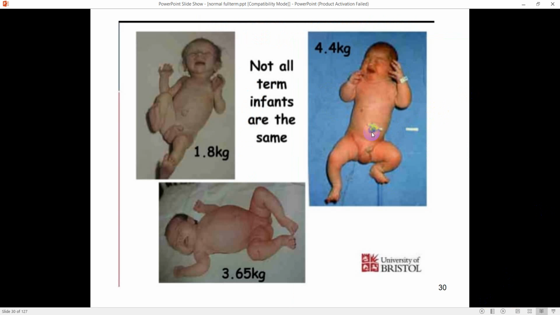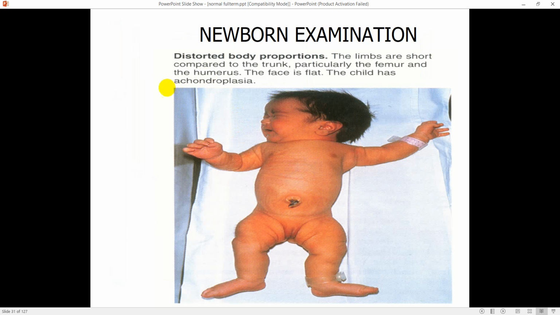The full-term baby may be normal, appropriate for gestational age. Or he may be large for gestational age, meaning the body weight is more than expected for his age. Or he may have low birth weight, and we call him small for gestational age. We need to look at the normal newborn as a whole. This picture shows us short extremities. This baby has achondroplasia.